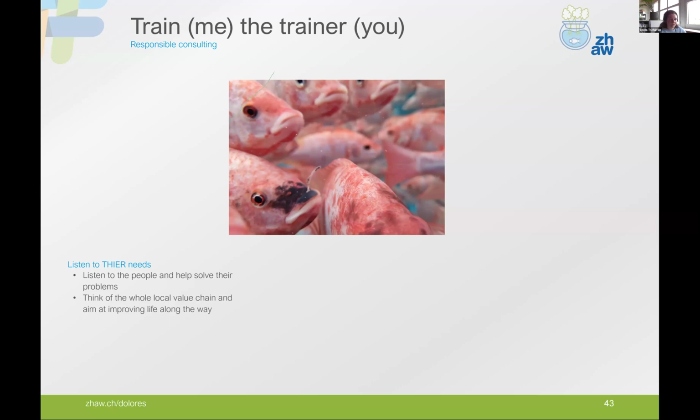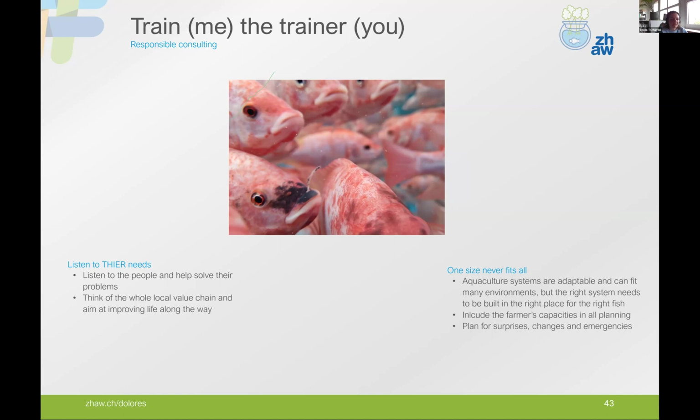If farmers have problems to get proper feed, that's a huge issue. And that's something, before you then advise them to increase their farm, you need to solve that bottleneck. So listen to where the people actually have problems and what problems need to be solved. Have in mind that there is no size that fits all. Aquaculture systems are very adaptable, from recirculating to pond to flow through, how big they are, how many pumps there are. That's very adaptable, but you need to find the right system to put in the right place with the right fish.